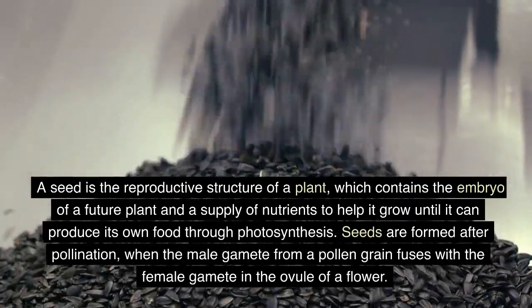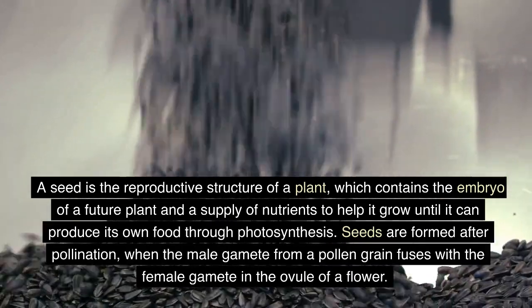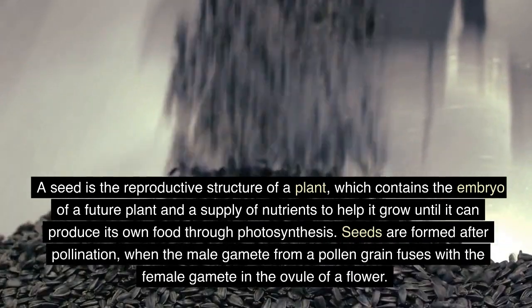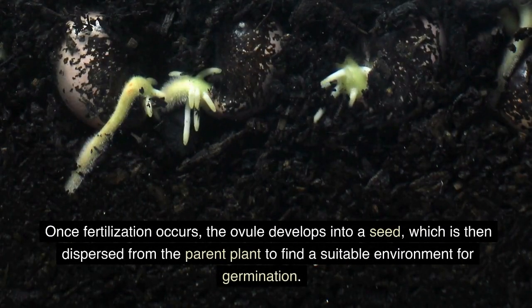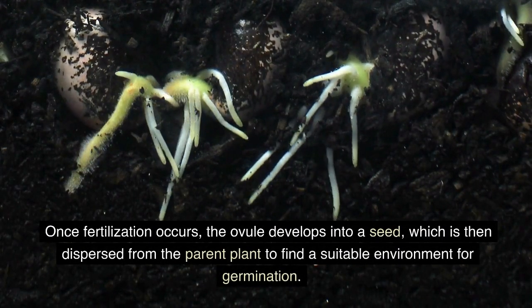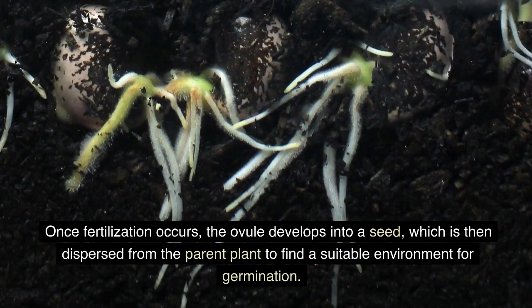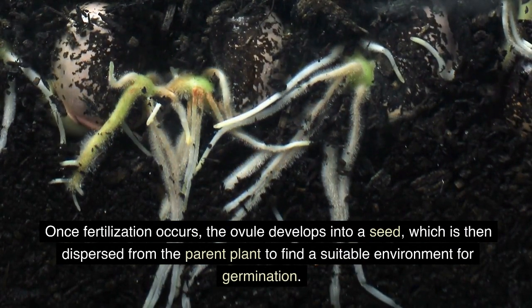Seeds are formed after pollination, when the male gamete from a pollen grain fuses with the female gamete in the ovule of a flower. Once fertilization occurs, the ovule develops into a seed, which is then dispersed from the parent plant to find a suitable environment for germination.